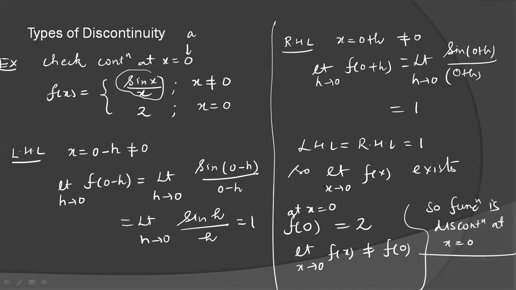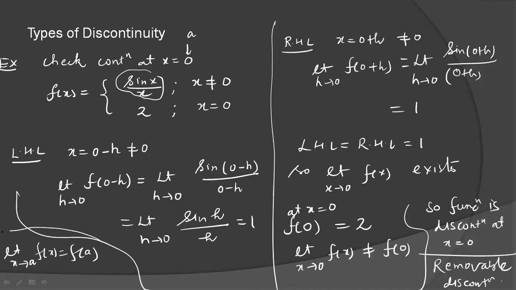But why is the name removable? It is a removable discontinuity because we can remove this discontinuity. How can we remove it? Because there is a possibility to define the function in such a manner that limit x tending to a, f of x equals f of a. So how can we make this function continuous? If we replace this value by 1, then this discontinuity can be removed. So it is called removable discontinuity because we can define the function in such a manner that the value of the function at the point is equal to the limit of the function.